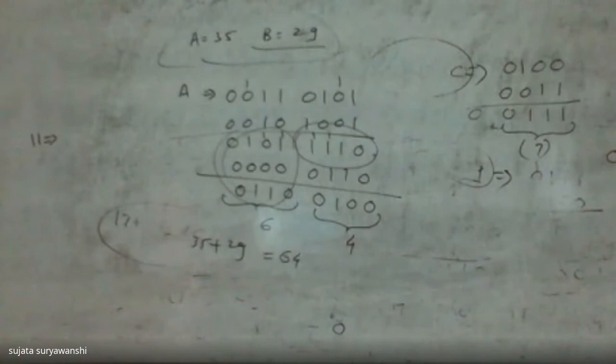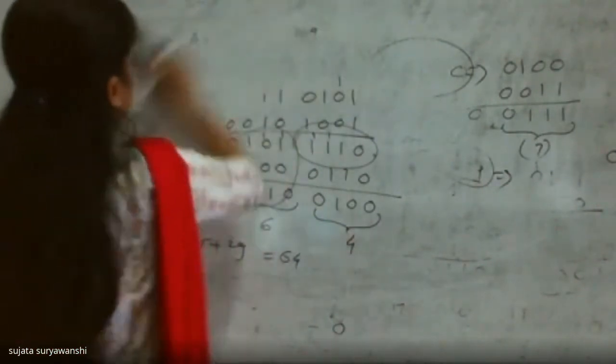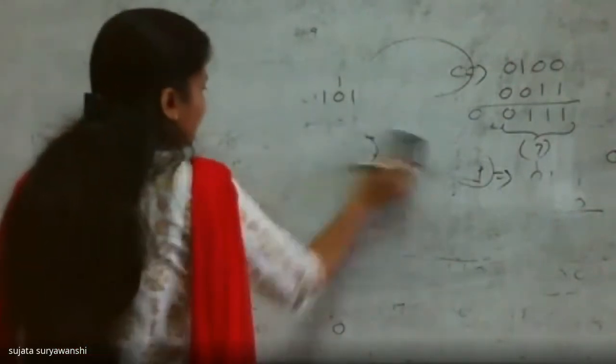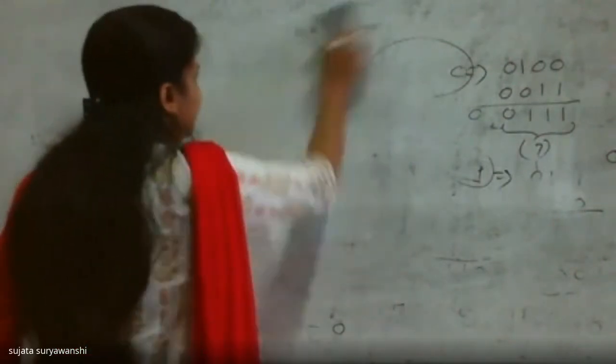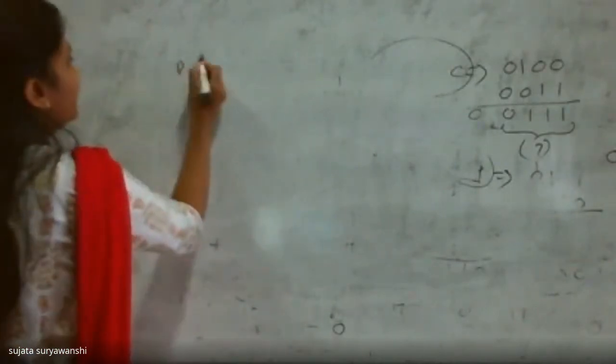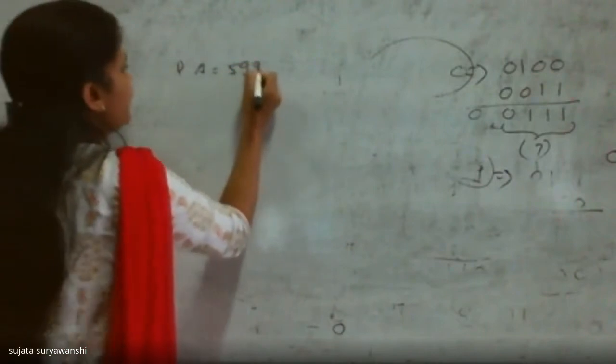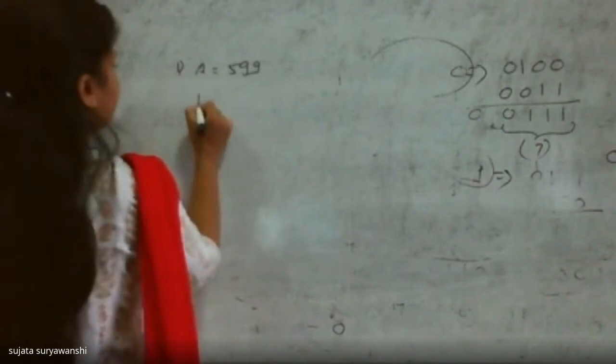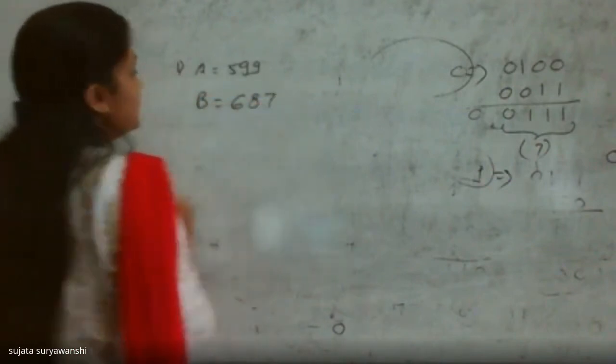Okay. So take one example. All of you write down the example. Do BCD arithmetic. First, A is equal to 5999 plus 687. Perform this and tell me what answer you are getting.